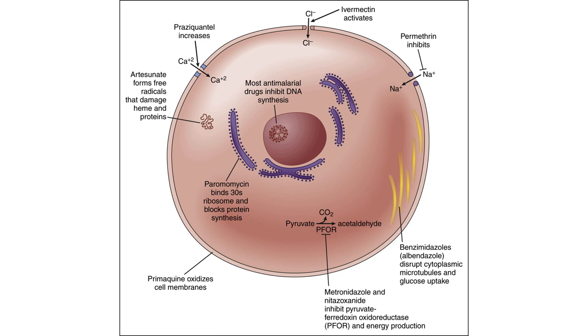Paromomycin binds the 30S ribosome, much like the antibacterial protein synthesis inhibitors. Most antimalarials will inhibit DNA synthesis, and so you will see in the chemotherapy of malaria that most of these agents inhibit the metabolism of folate, so that there is no interconversion of thymine, uracil, and cytosine, and therefore the cell won't be able to perform DNA replication and DNA transcription.